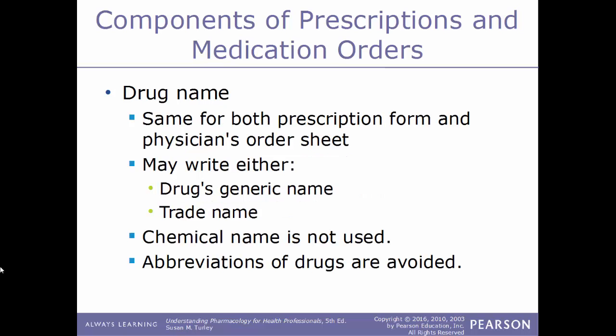When it comes to the drug name, the same rules are applicable for both the prescription form and the physician's order sheet. You may write either the drug's generic name or the trade name. The chemical name is not used, and abbreviations of drugs are avoided because they may be interpreted incorrectly.